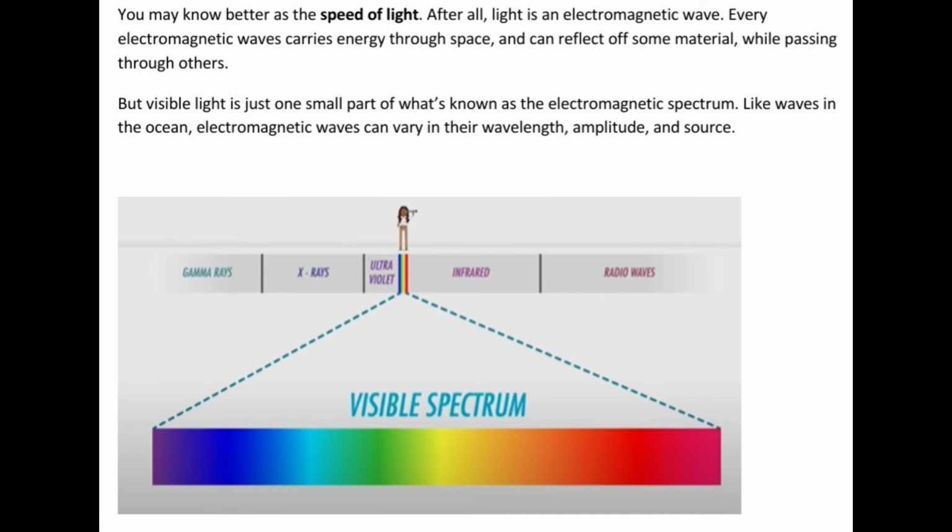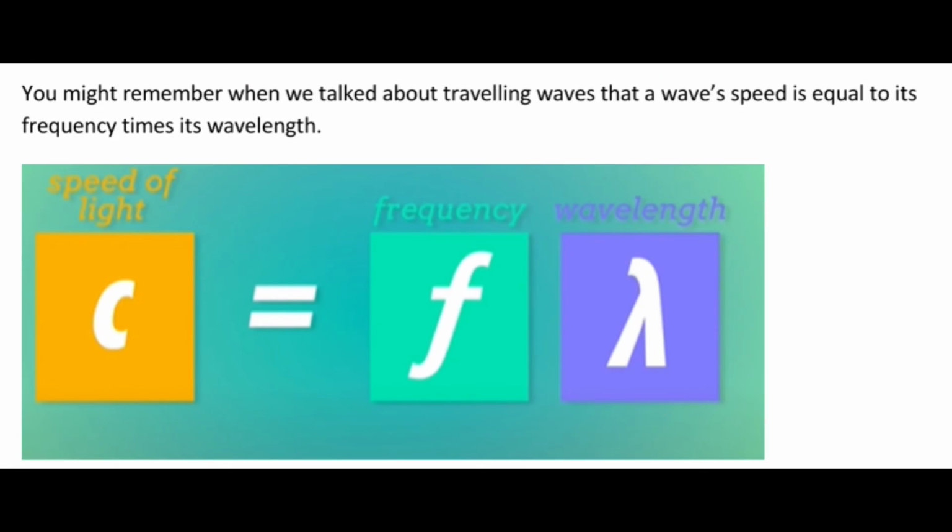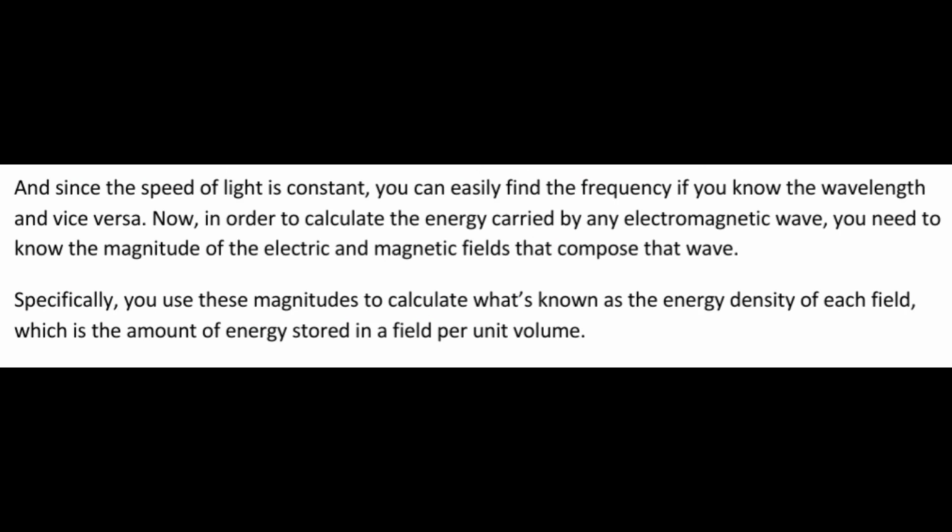Like waves in the ocean, electromagnetic waves can vary in their wavelength, amplitude, and source. The wavelength is the distance between the peaks of a wave, and the frequency is how many times a wave peaks in a given second. You might remember when we talked about traveling waves that a wave's speed is equal to its frequency times its wavelength. And since the speed of light is constant, you can easily find the frequency if you know the wavelength, and vice versa.